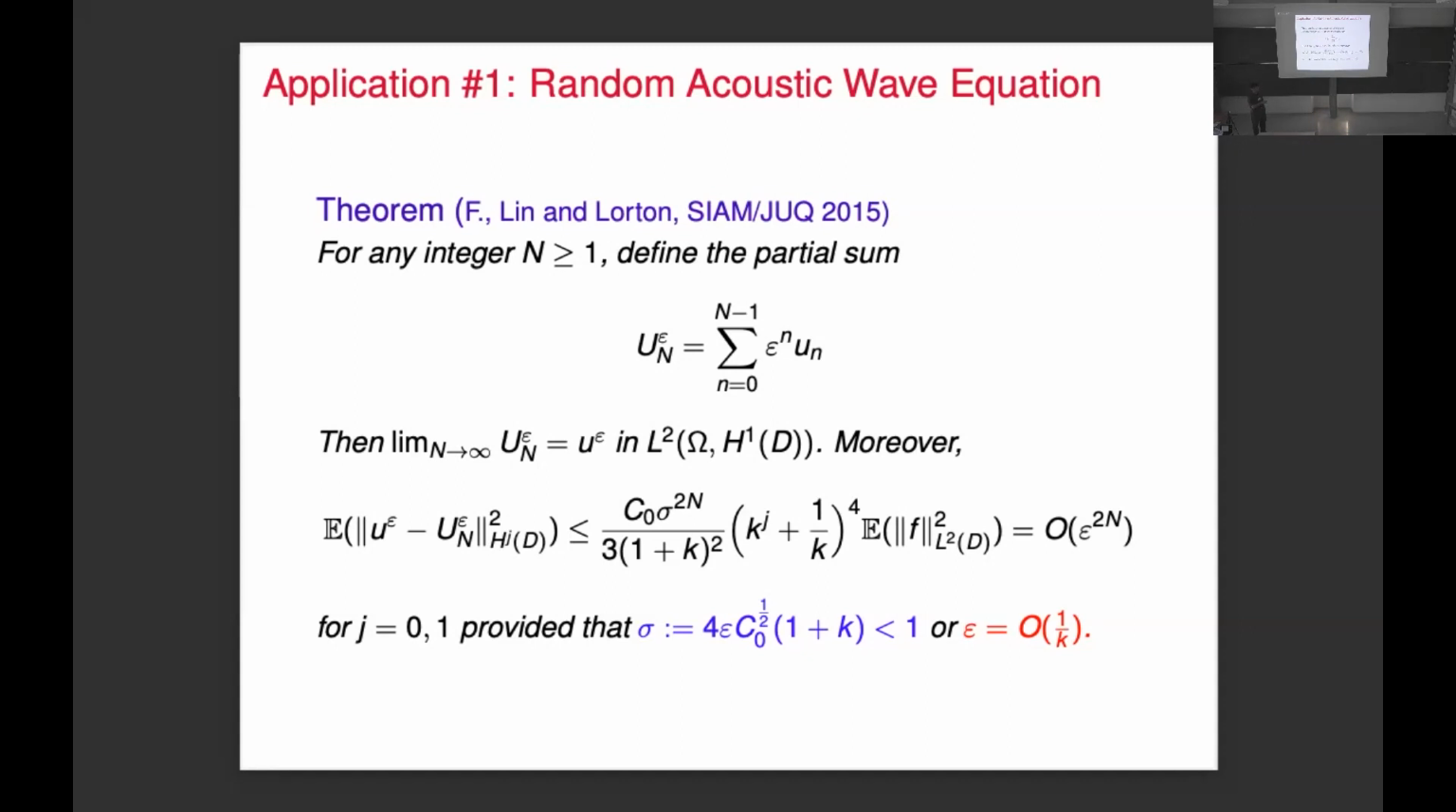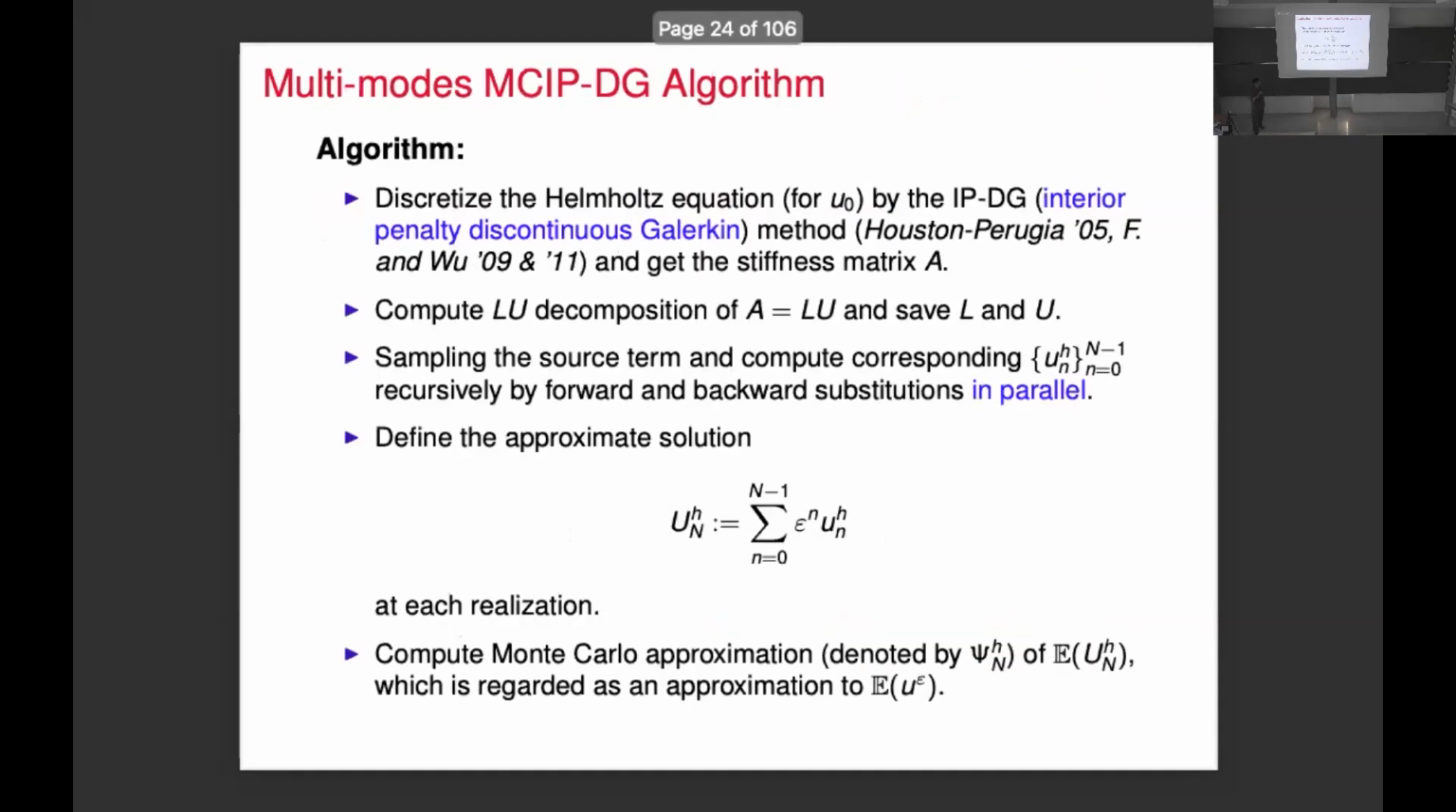Equivalently, epsilon is of the wavelength order, okay? And this condition is proved. Later I'll show you examples. What happens if this is not true? Well, numerically it sometimes works, sometimes does not work. And in some sense, the theory is sharp.